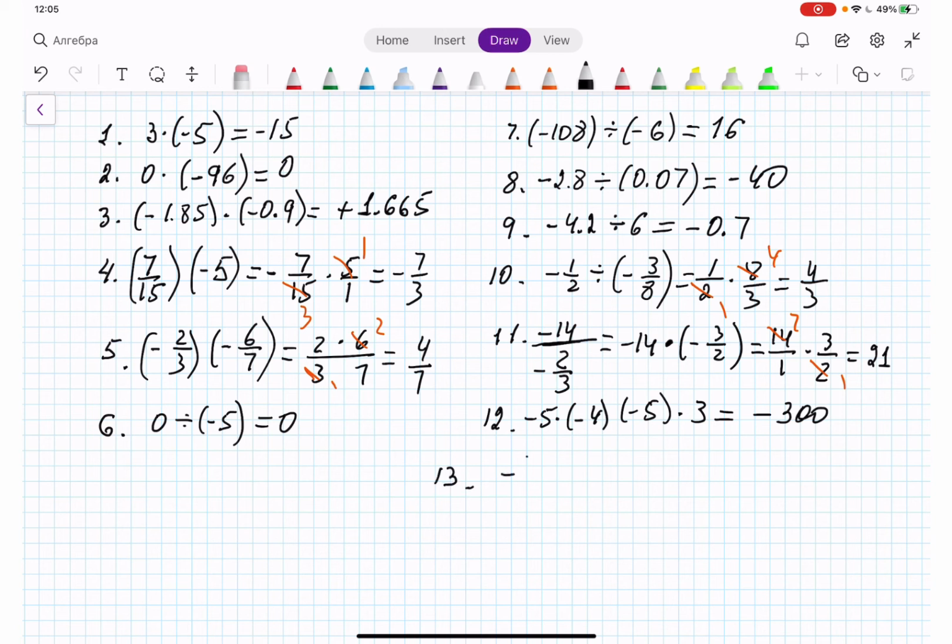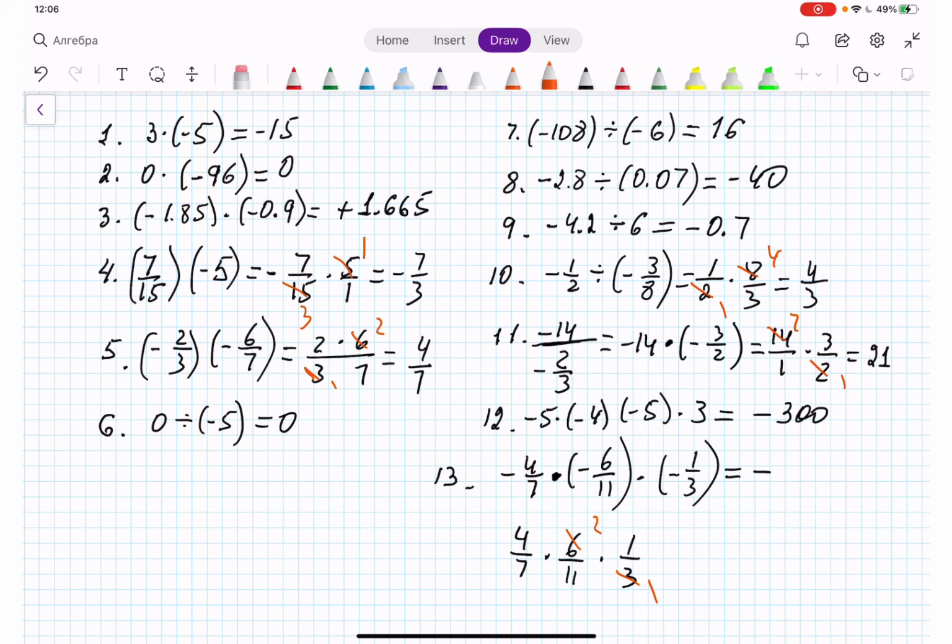Negative 4 over 7 times negative 6 over 11 times negative 1 over 3. So what is going to be the result? First of all, we have 3 negative signs, so the result is going to be negative. Now let's multiply. 4 over 7, 6 over 11, 1 over 3. So I'm looking at 6 and 3. 1, here it will be 2, right? Reducing by 3. Nothing else.